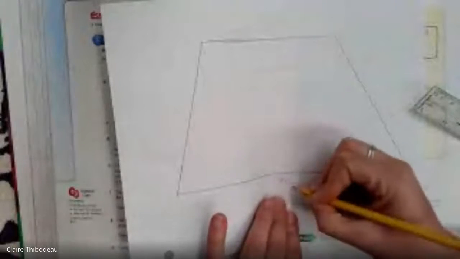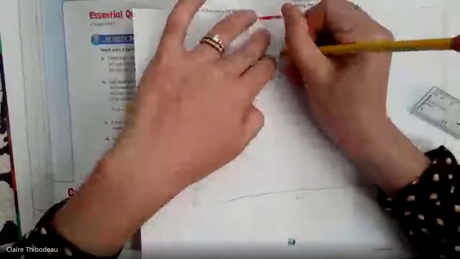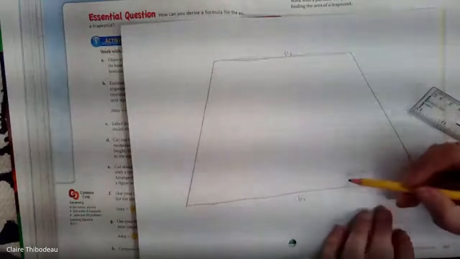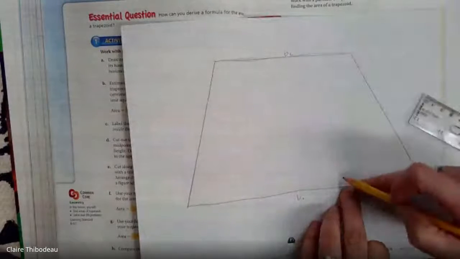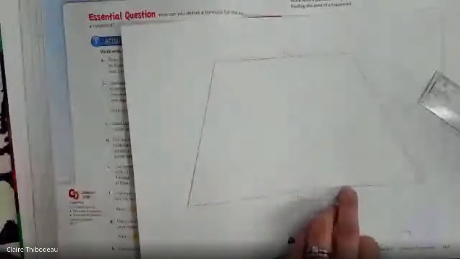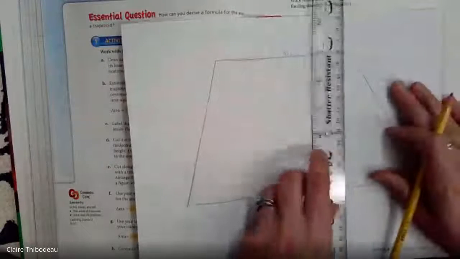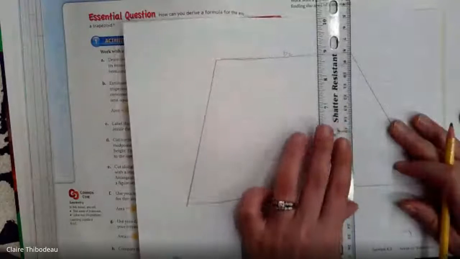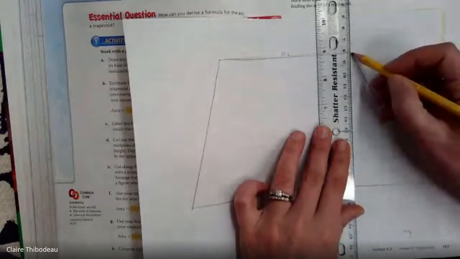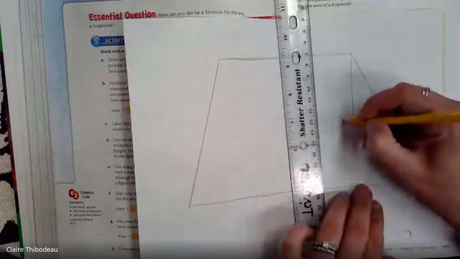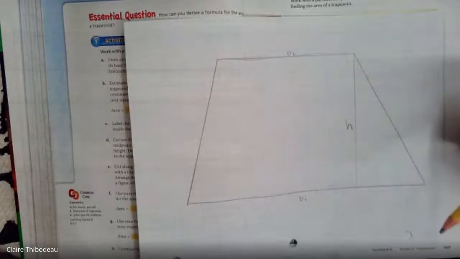Now I'm going to label the two bases and the height of the shape. For base 1 and base 2, it doesn't matter which is which, they're interchangeable. And then the height is the same rule as the other shapes. It's from the top of the shape to the bottom of the shape, and it forms a right angle. So I'm going to use this right here as my height. Okay, so that's the first step, to draw on paper.